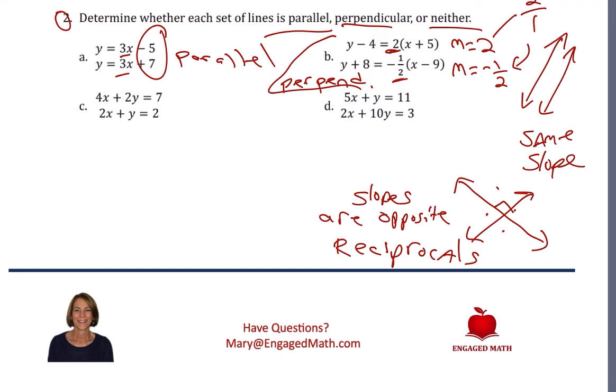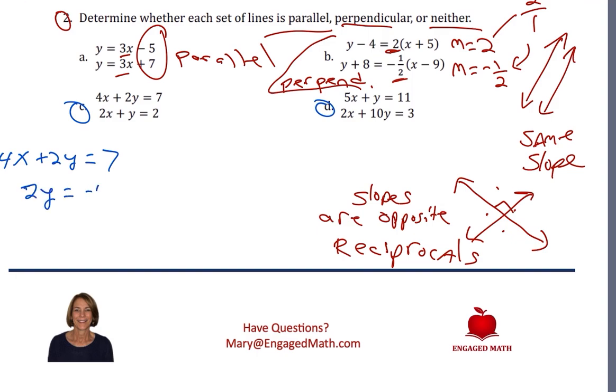Okay, I left a lot more space here for C and D simply because C and D are not written in a form where we can easily tell what the slope is. So I'm going to start with 4x plus 2y equals 7. And I'm going to rewrite it. I'm not going to show all the steps, but I am going to show you that we can take 4x away from both sides.